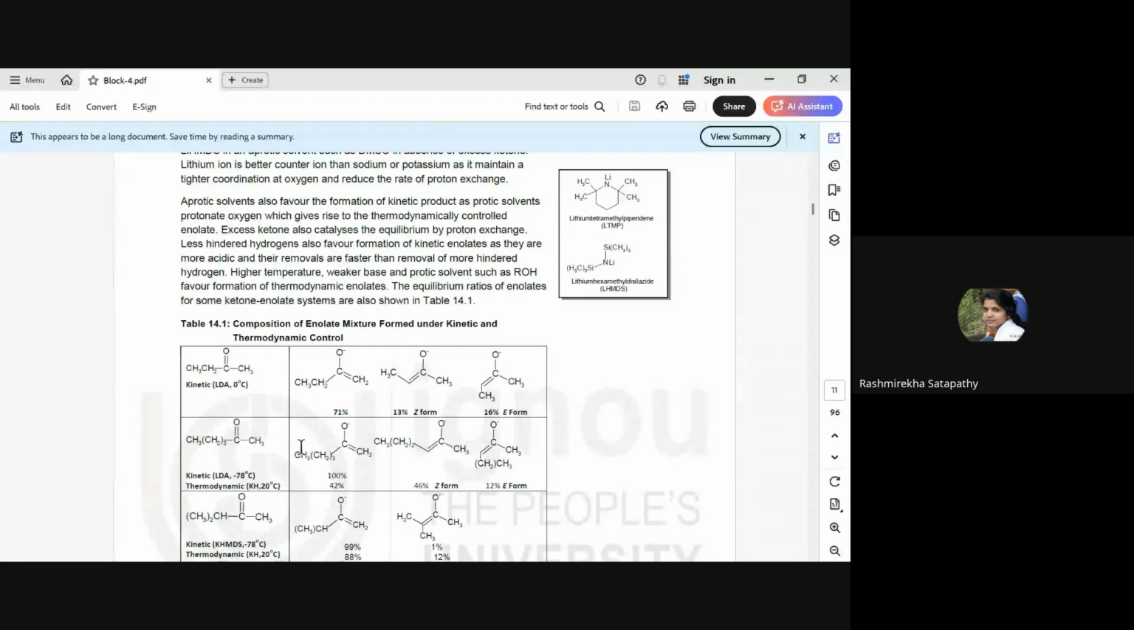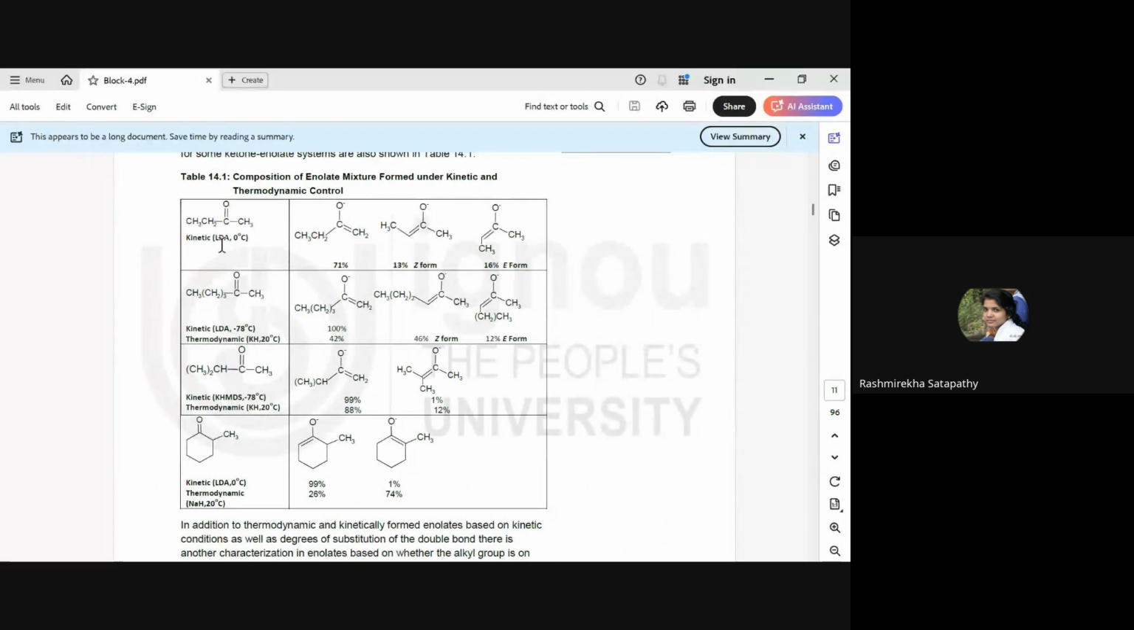Aprotic solvents also favor the formation of the kinetic product, as protic solvents protonate oxygen, which gives rise to the thermodynamically controlled enolate. Excess ketone also catalyzes the equilibrium by proton exchange. Less hindered hydrogens also favor formation of the kinetic enolate. They are more acidic and their removal is faster than the removal of the more hindered hydrogen. High temperature, weak base, and protic solvent favor formation of the thermodynamic enolates.